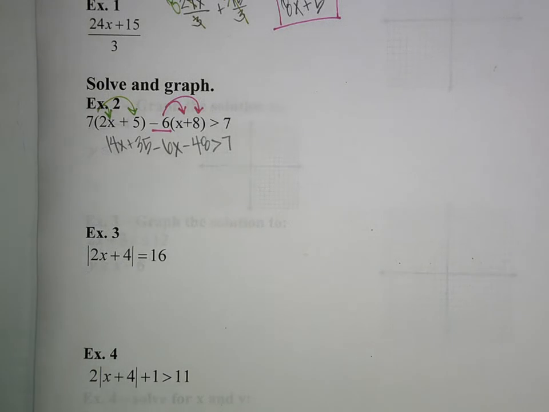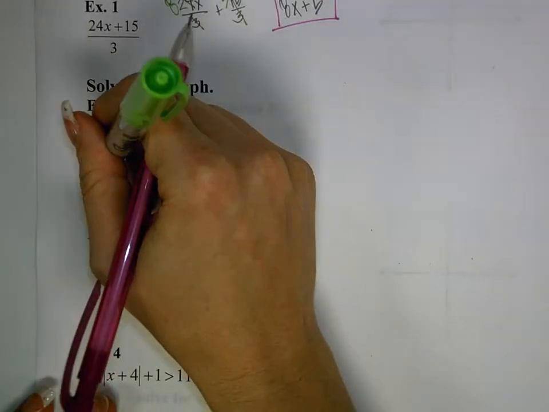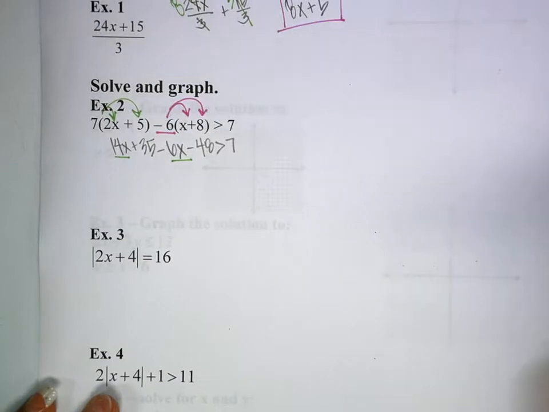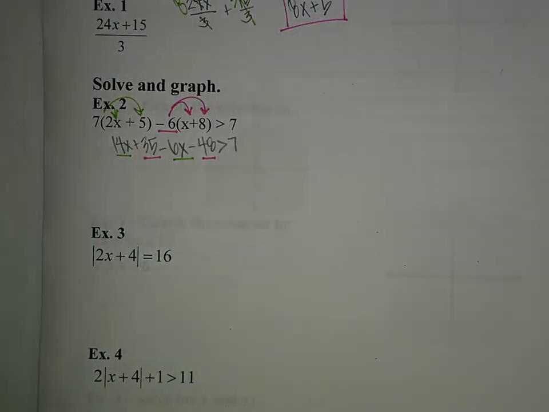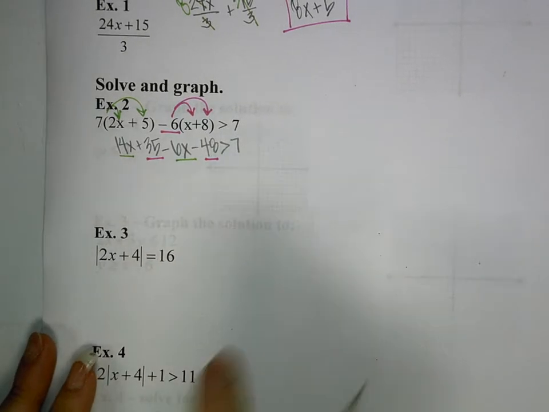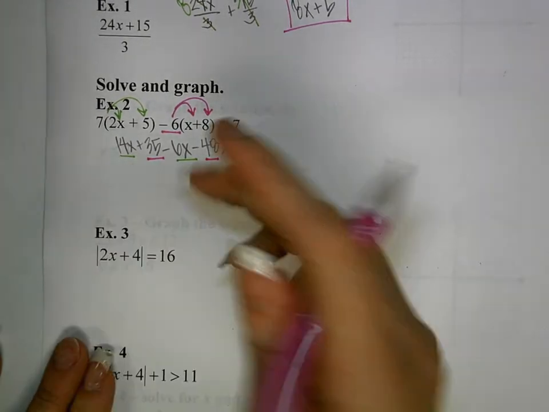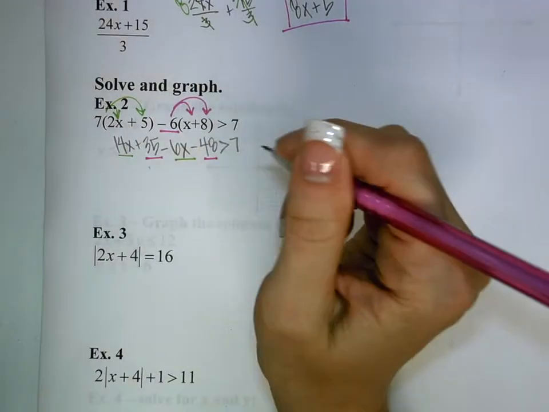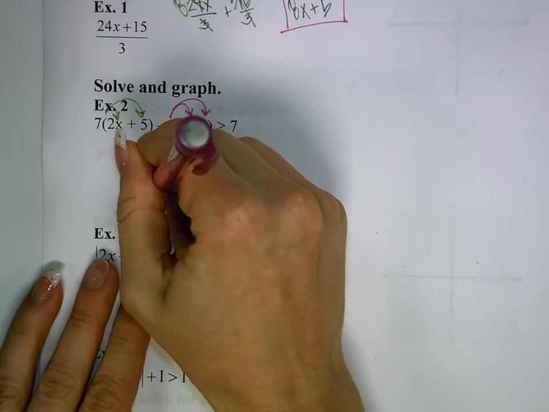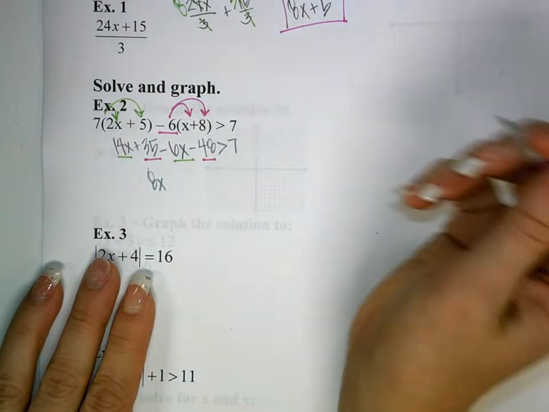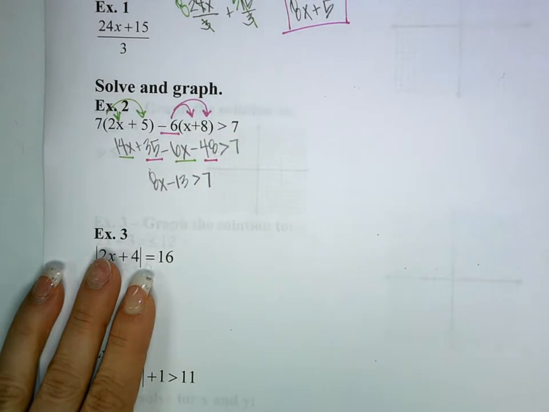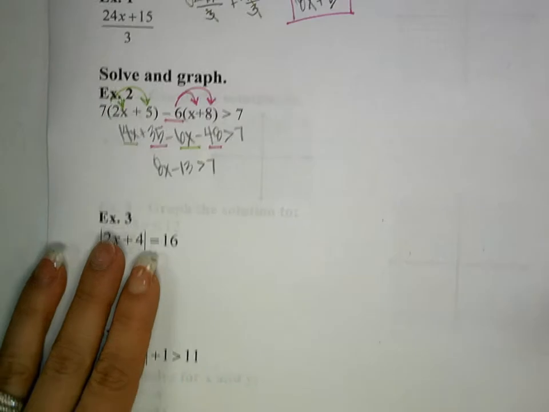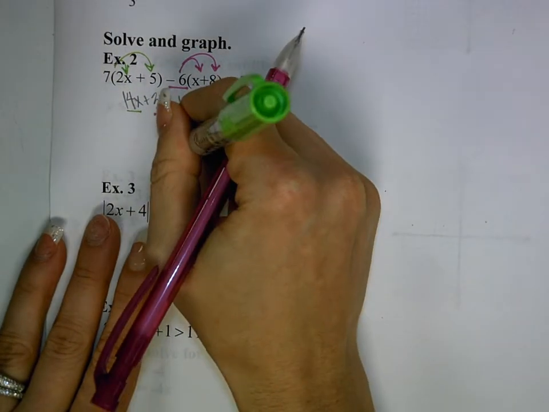Then any ideas where do we go from here? Combine like terms, exactly. So combine your x's, combine your numbers. Remember, when you're combining like terms, you're only combining on one side of the equation at a time. So the 7 is not coming in yet. So 14x minus 6x gives you 8x. 35 minus 48 is minus 13 is greater than 7. Now I can move the 13 over, so add 13 to both sides.